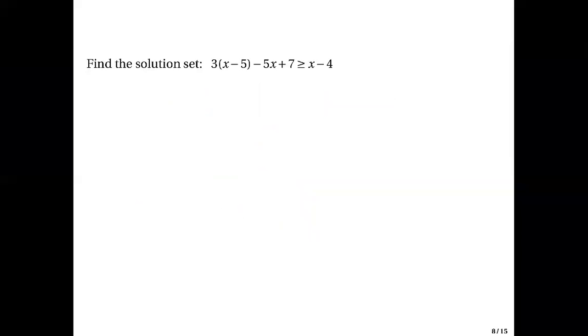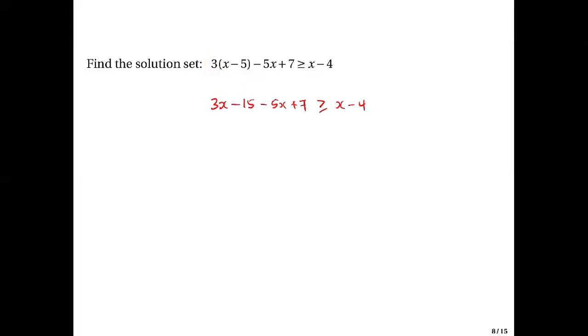Next problem, find the solution set. 3 times x minus 5 minus 5x plus 7 greater than or equal to x minus 4. So first, let us just expand this. We multiply this over this x minus 5, and then we simplify. So we will have 3x minus 15 minus 5x plus 7 greater than or equal to x minus 4.